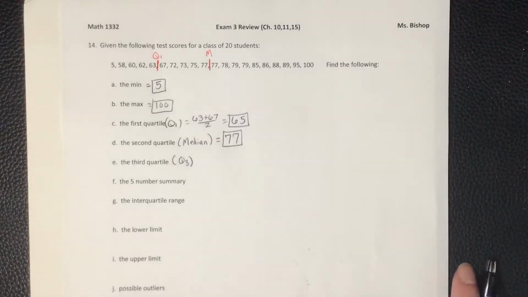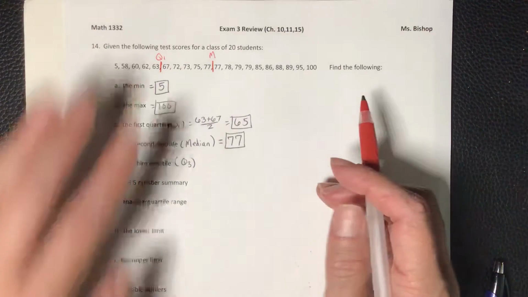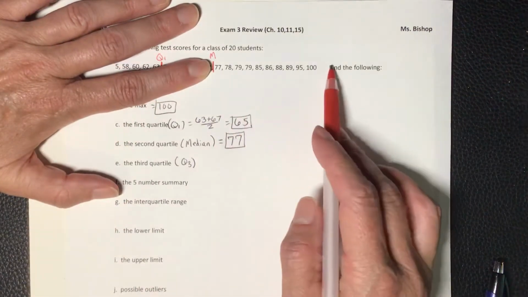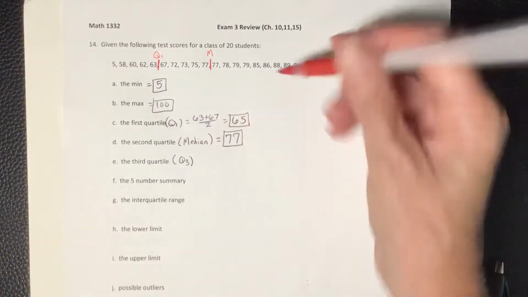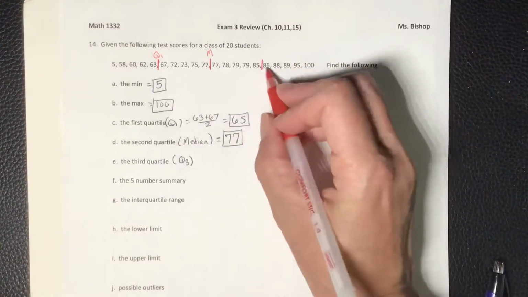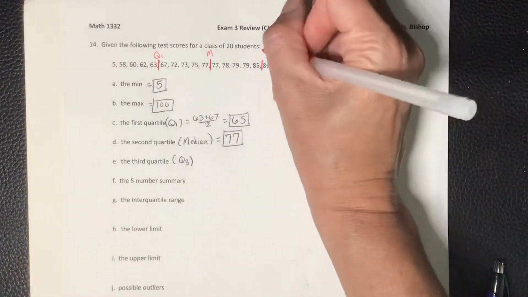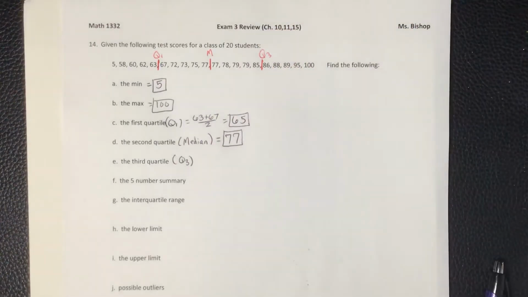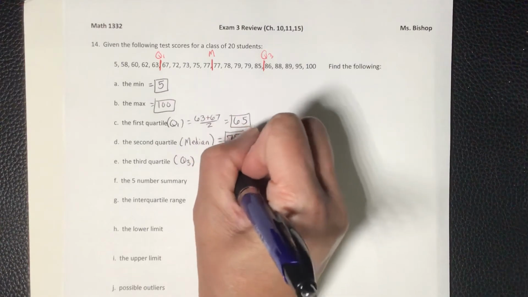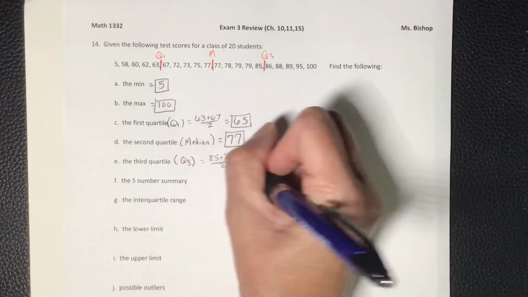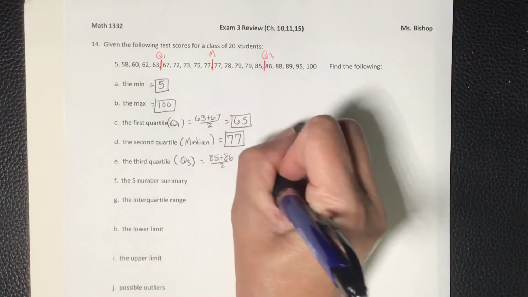All right, now I'm going to find Q3. So I want the middle of the top half of the data. There's 10 scores, so I count out 1, 2, 3, 4, 5, and then 1, 2, 3, 4, 5. So here's Q3. It's going to be halfway between 85 and 86. Okay, so halfway between 85 and 86 would be 85.5.